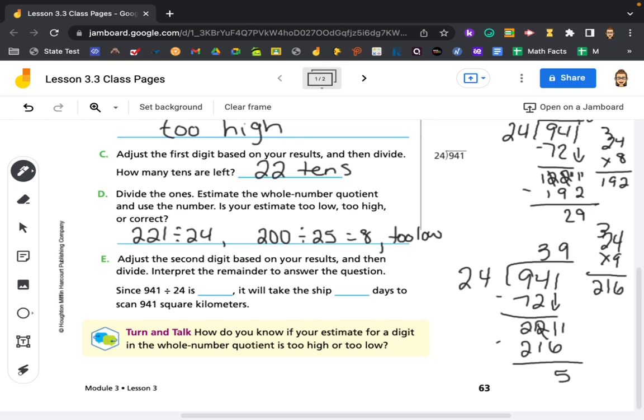So just the second digit based on the result, then divide. Interpret the remainder to answer the question. Well, we get 941 divided by 24 as 39, remainder 5. It'll take the ship blank days to scan 941 square kilometers. Well, we don't take a partial day. Like if you spend any time on the next day, you count that day as it takes that many days. So that means it's going to take us 40 days to scan 941 square kilometers.